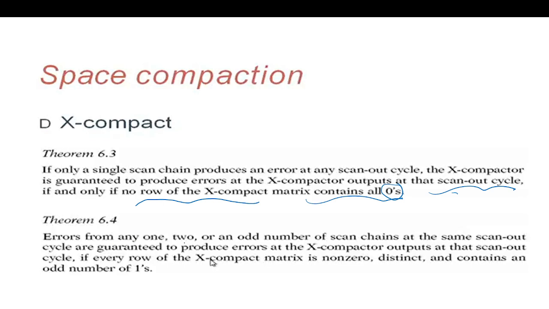An error from any one, two, or odd number of scan chains at the same scan out cycle is guaranteed to produce an error at the X compactor output at that scan out cycle if every row of the X compact matrix is non-zero, distinct, and contains an odd number of 1s. These three conditions are there along with the number of scan chains. Then only the output will have an error: the output of the circuit having an error, and then the X compactor also having an error.